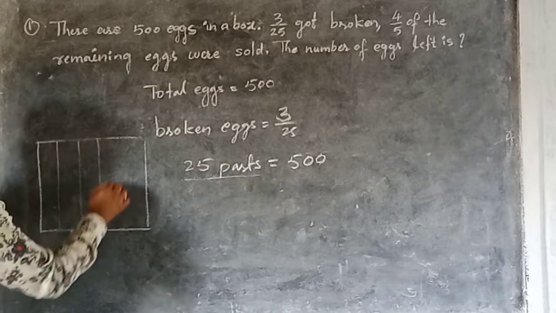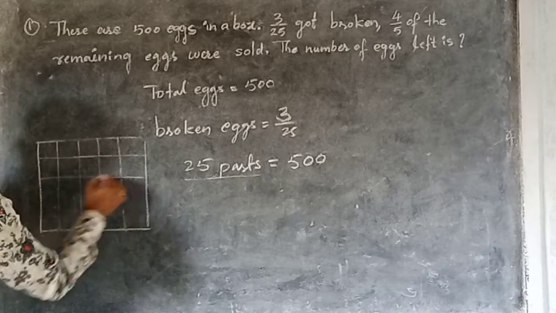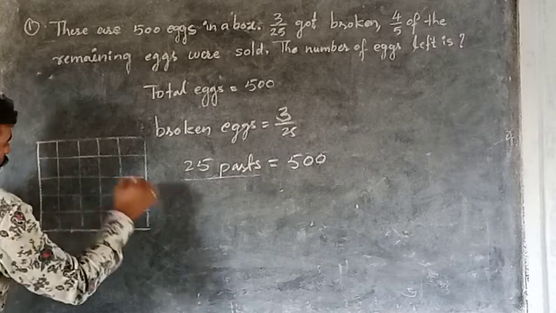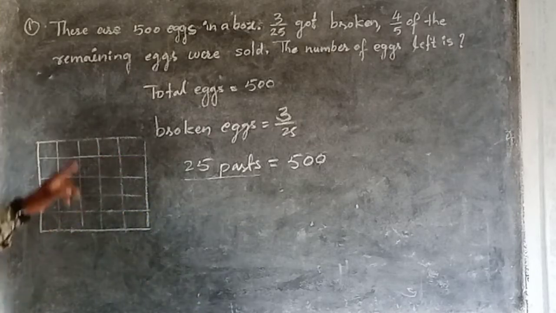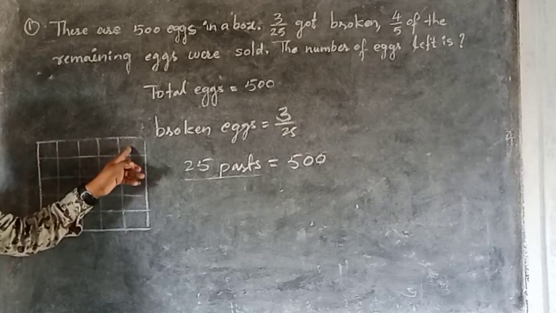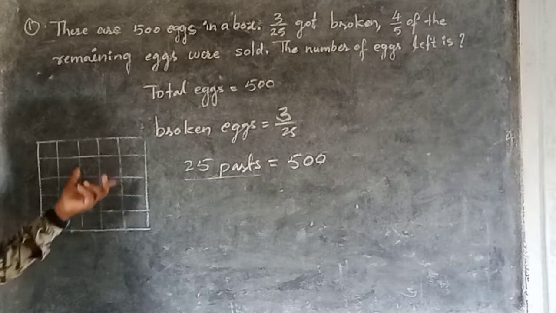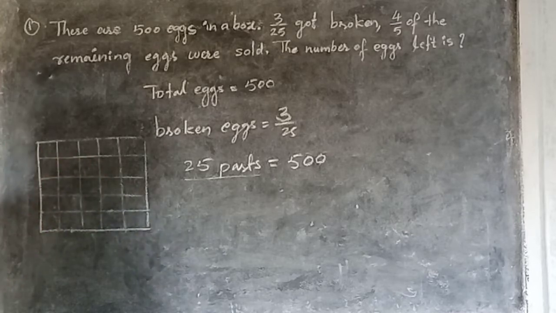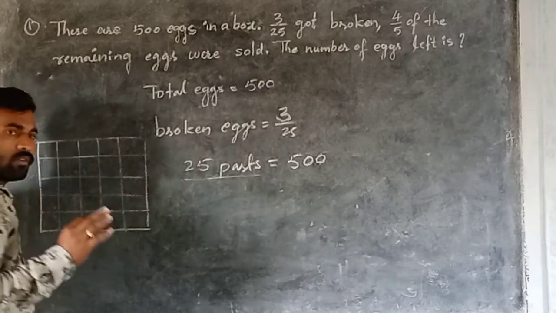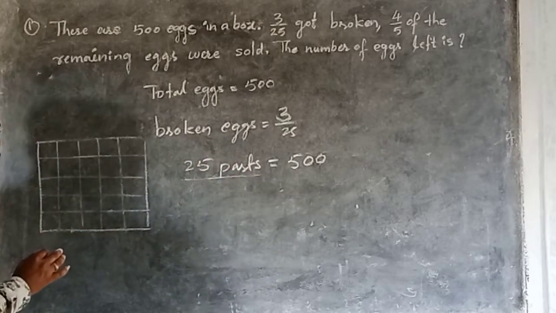1, 2, 3, 4, 5. Again 1, 2, 3, 4, 5. Now 25 parts are there. 1, 2, 3, 4, 5, and 1, 2, 3, 4, 5. 5 fives are 25. All are 25. 25 parts are there. Okay, all of you, look at the blackboard. 25 parts are equal to 500 eggs.